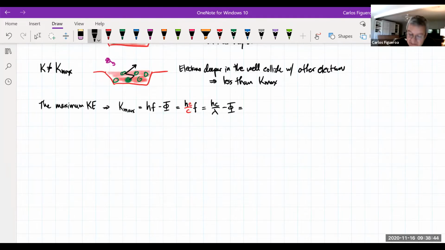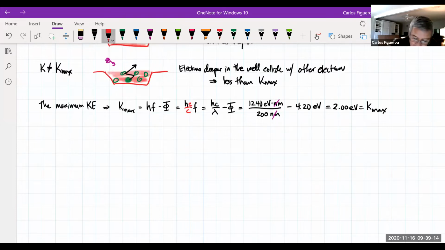So if I calculate this thing, this is going to be what? 240 electron volts nanometer. The wavelength that they're giving us was 200 nanometers minus the work function, which is 4.2 electron volts. And if I compute this thing here, what you're going to find is that I get a value of 2 volts. I get Kmax is 2 volts here. Or 2 electron volts. I should be careful here.